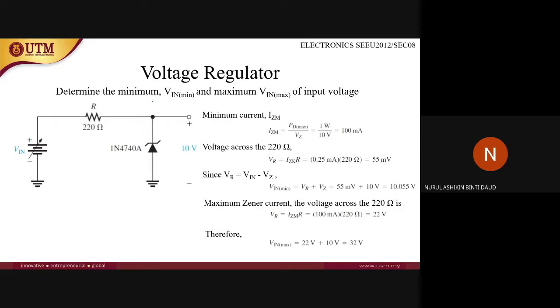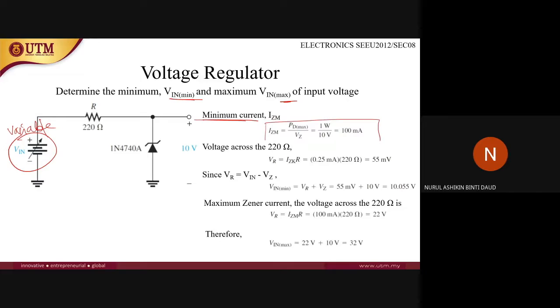Alright, so this is a voltage regulator. This is the very basic one. Determine the minimum V in and maximum V in. This time, this V in is variable. The voltage source is variable, so it has a V in minimum and V in maximum of input voltage. How to calculate? For minimum current, IZM is equal to PD maximum over VZ.